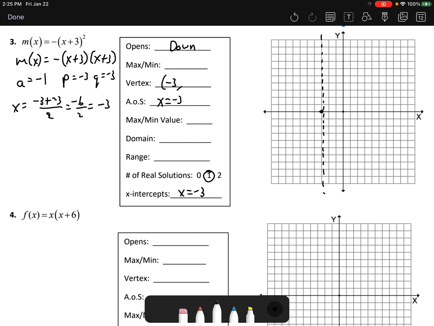But this opens down, obviously, because a is -1. So it has a max. The domain is -infinity to infinity. If this has one solution, guys, then I'm pretty sure we know that it's going to be -3, 0, and our max value is 0. Well, how can we be sure? Plug it in.